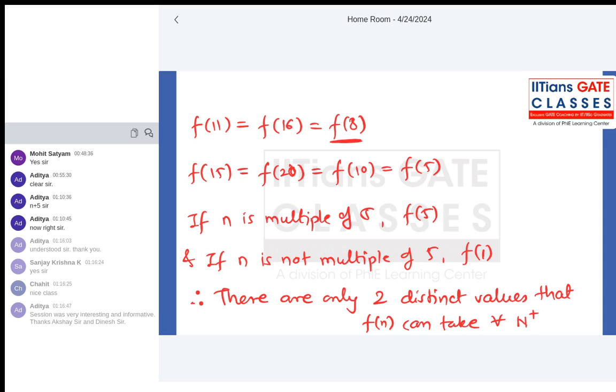Excuse me, sir. Yes, tell me. Sir, I haven't understood that there are only two distinct values. How can we get only two distinct values, sir?